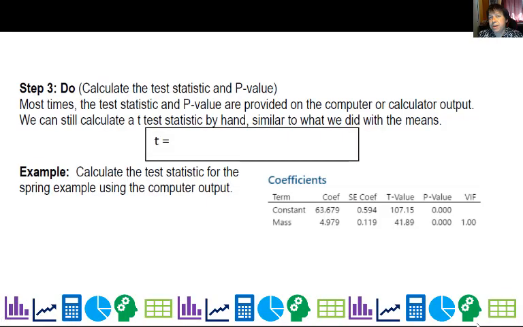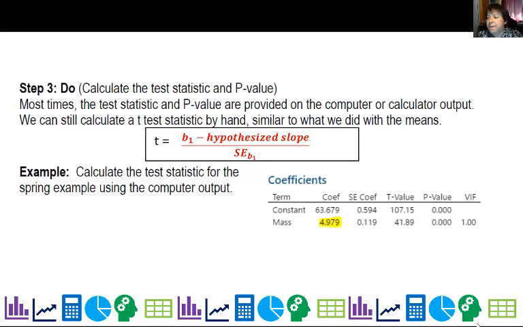Just as we've done in our other significance tests, we're going to calculate the test statistic. It's going to be a t-test. And it's similar to what we did with the means. Basically, it's going to be your b1, which is the slope you got from your measurement, minus your hypothesized slope, which is almost always 0, divided by the standard error for the slope.